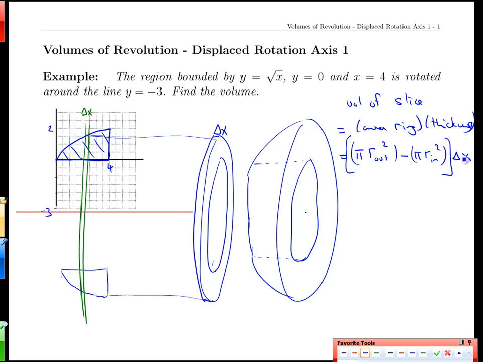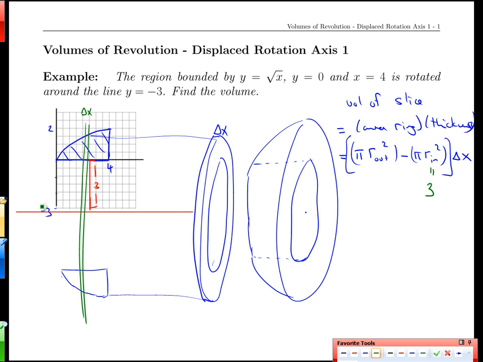Okay. Now our challenge is to go back to our diagram and find these radii. So the axis is down here. If you notice, we had big circles here. Why are they big? Well, because there's a gap already from here to here of 3. In fact, the inner radius, no matter where we slice, is always 3.